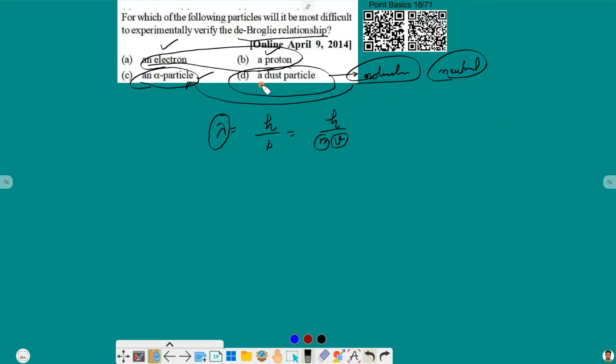So we can say its mass will play a crucial role here, because due to very high mass, it will be very difficult for it to have a measurable value of lambda. So option D will be the right answer.